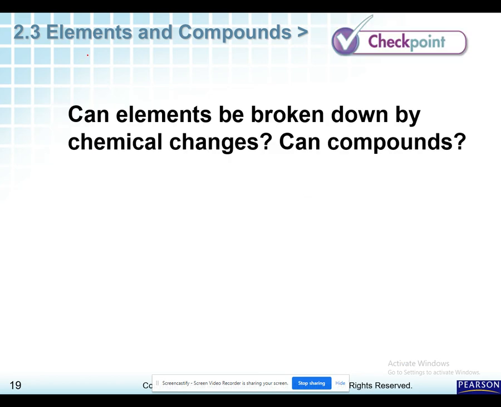So this is our ending question that I'm going to end on. Can elements be broken down by chemical changes? If you had said no, you are correct, because elements cannot be broken down any further. If you say compounds, yes, only chemically though. Remember, not physically. So yes, compounds can be broken down. We talked about sugar being broken down, and we talked about water being broken down.